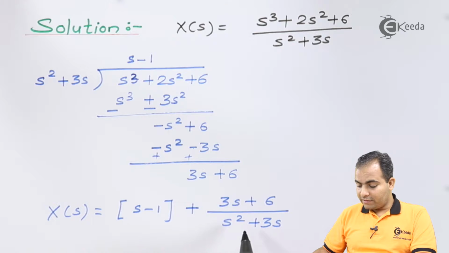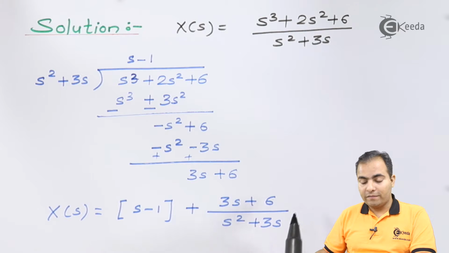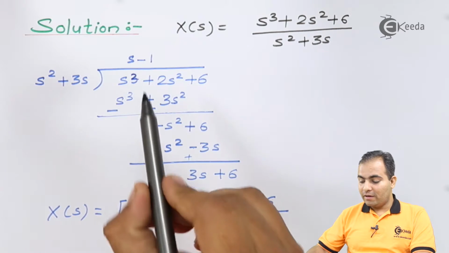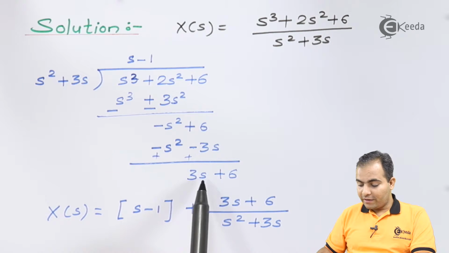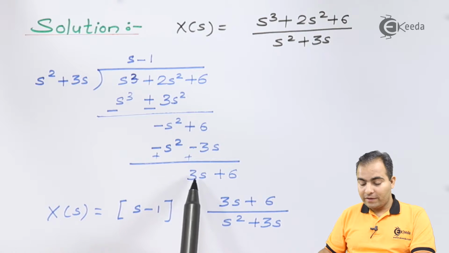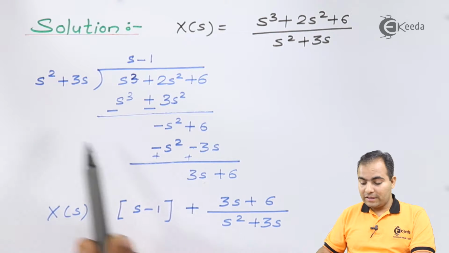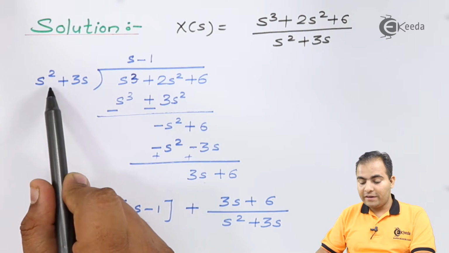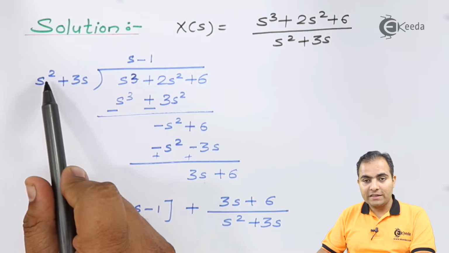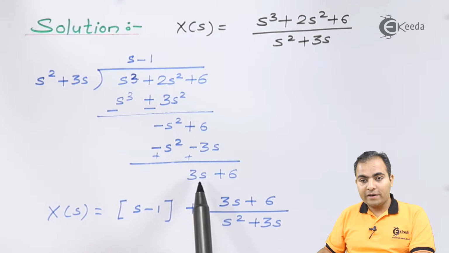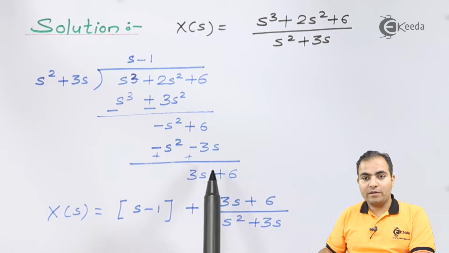And after this, we'll move on to partial fraction. But first of all, how many times do we have to perform division? Look at here. We stop here when the degree of the remainder is lesser than the divisor degree. Here the divisor is s square, the highest degree is s square, and here the remainder's power is s to the power 1.